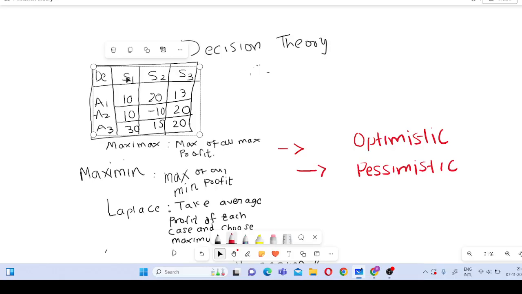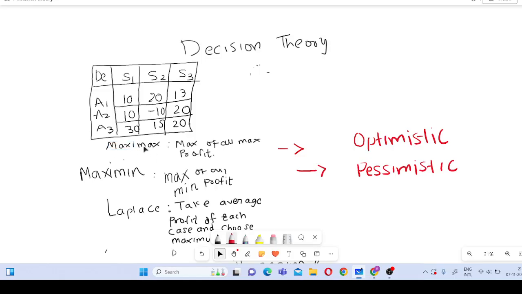It means if decision A1 is taken and the state of nature is S1, then a profit of 10 can be obtained. Similarly, if decision A2 is taken and the state of nature is S2, then you can get a loss of 10. In this way we understand the table. What decision theory deals with is understanding the table and how the person is going to identify which decision he must take. There are four kinds of decision criteria we are going to study now, four types of ways in which we can find the best decision.